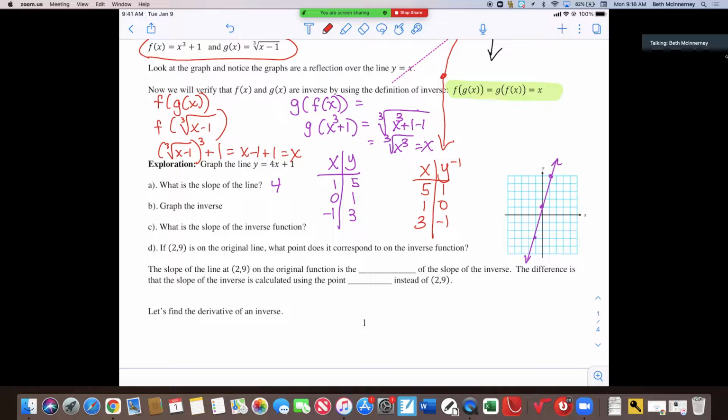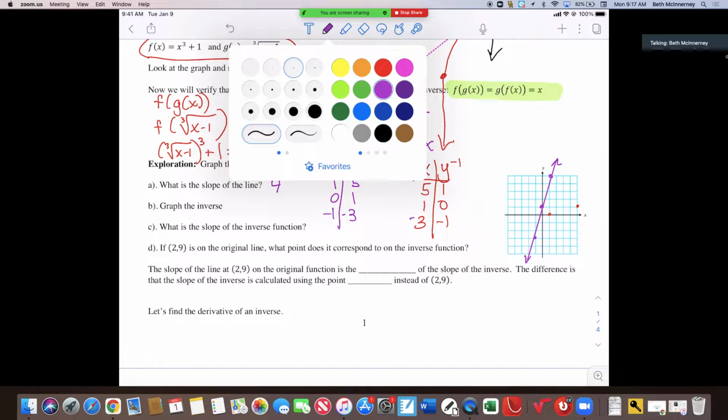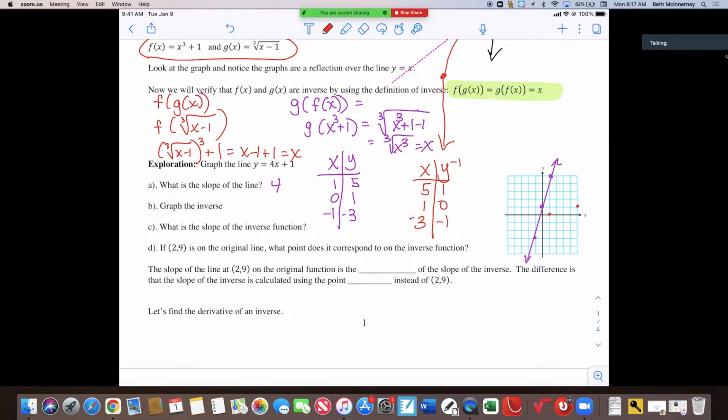Is this coming back to you? Do you remember this from Algebra 2? Okay, good. So this is (5, 1), (1, 0). Wait a minute, did I? Oh, that was (-1, -3). I was like, wait. Yeah, sorry, that's (-1, -3). Otherwise, that didn't make any sense. So then (1, 0), (-3, -1). Okay.